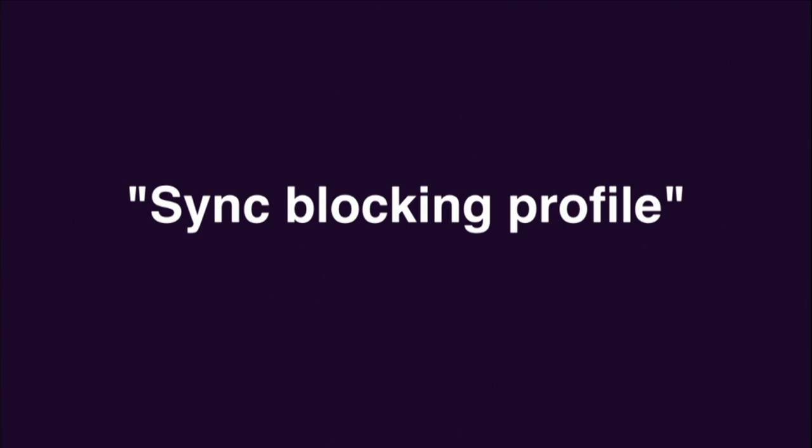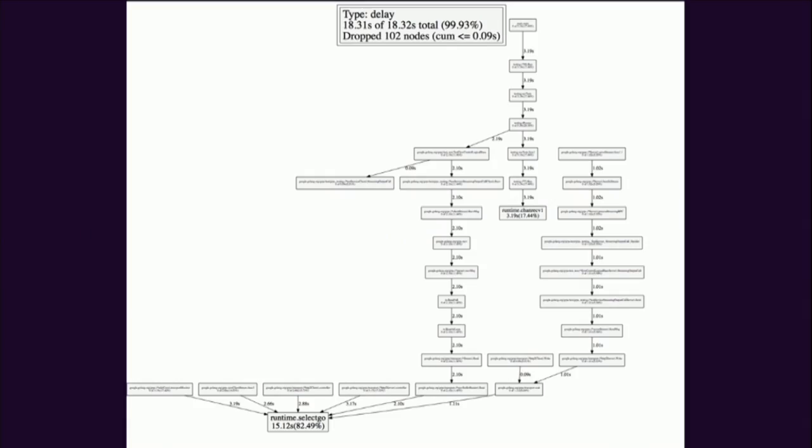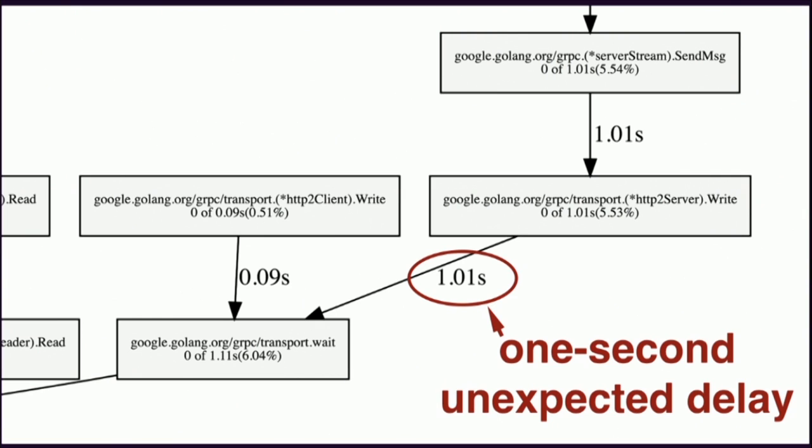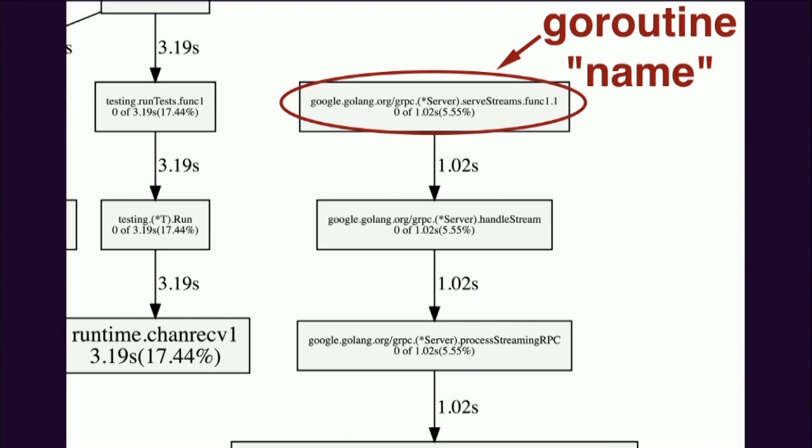So next up is the synchronous blocking profile. And if you've used other CPU profiles, memory profiles, you've maybe seen a UI that looks kind of like this. These are call stacks that were active when some cost was incurred. And so that cost for the other profiles might be bytes of memory allocated or number of CPU cycles spent. But the thing that we're spending here is seconds that we spent waiting. So we can zoom into the lower right, and there's this 1.01 second segment, which is about 1 second of unexpected delay. We've seen that number before. Going up to the top, we have the goroutine name at the top of the stack. This will show up in a couple other places. But we can more or less refer to this goroutine as serve streams func11.